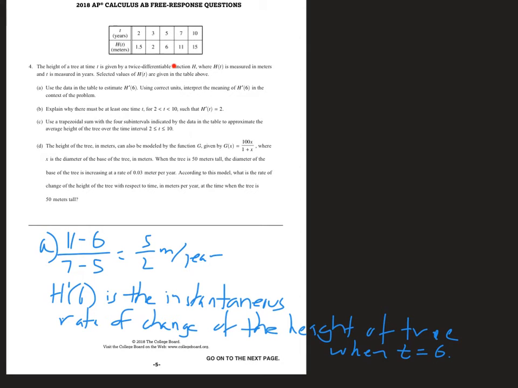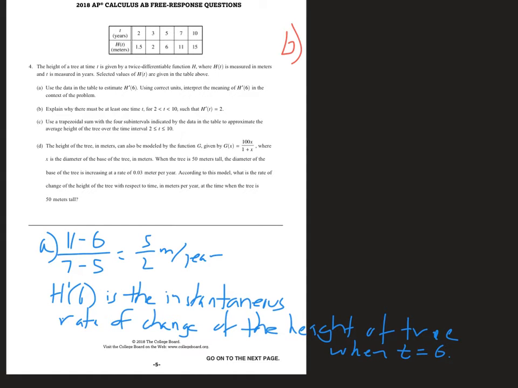So the default here to go for, it doesn't always work out, but the default is to just find the slope from 2 to 10 and hope that that slope actually equals 2, because then by the mean value theorem, because h is differentiable, there must be at least one point where the instantaneous rate of change equals the average rate of change. So we'll go ahead and just try that interval that they give me, and you might already be able to see what's going to happen, but just to show that we should actually try it.